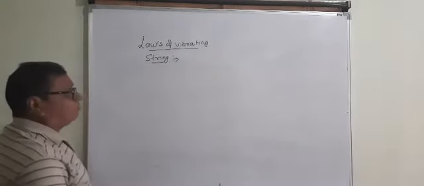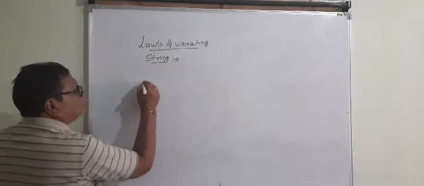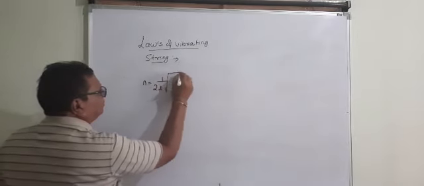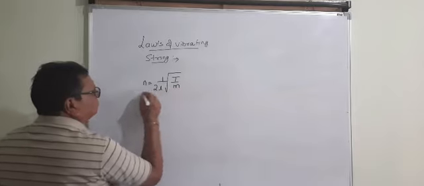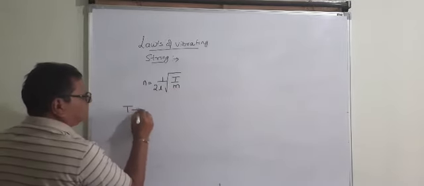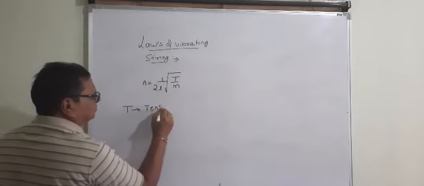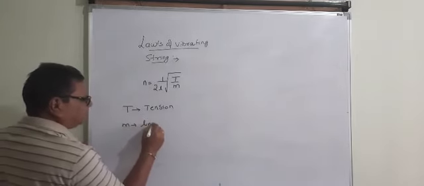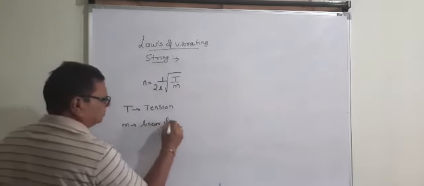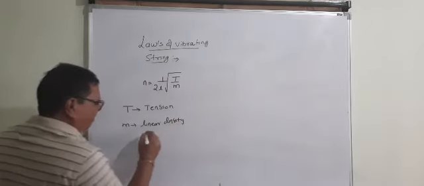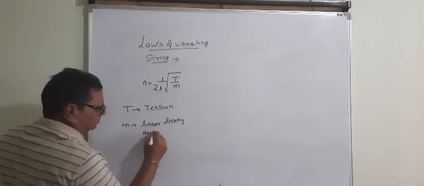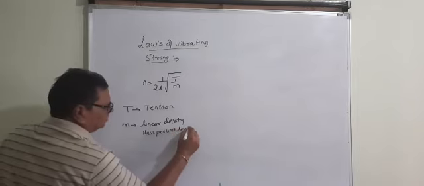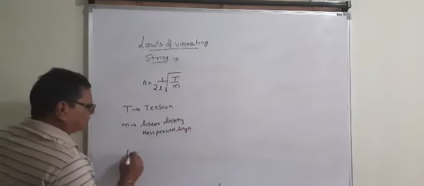Fundamental frequency of vibrating string is given by n is equal to 1 upon 2L under root T by m, where T is the tension in the string, m is the so-called linear density, or it is also called mass per unit length, where L is the length of string.